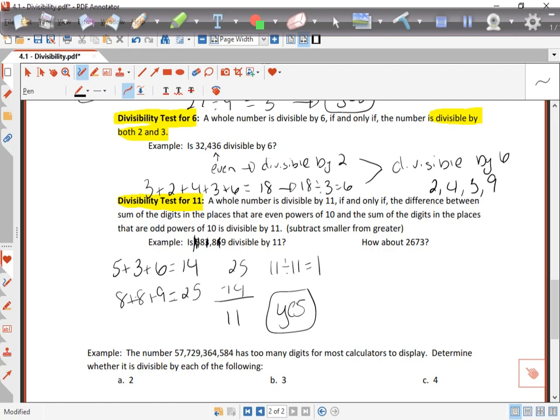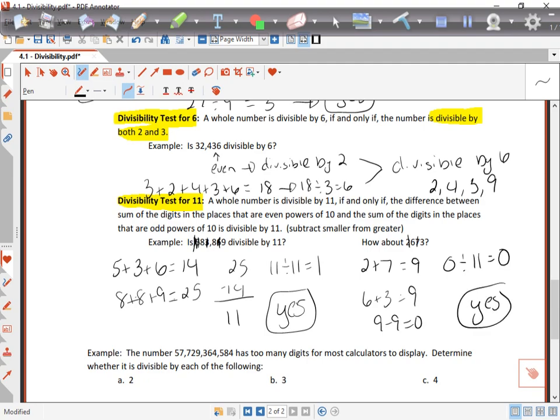I encourage you to pause it and try the next one on your own. We start by adding every other digit, so we do 2 plus 7. That would give me 9. And 6 plus 3 also gives me 9. When I subtract, I get 0. And 0 is divisible by 11.